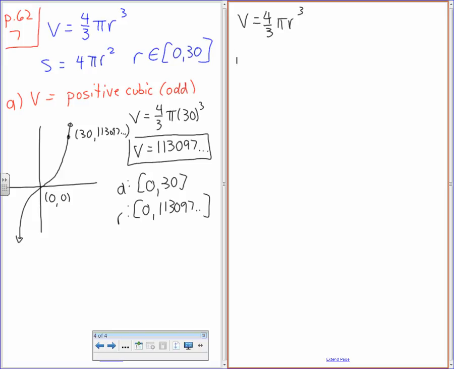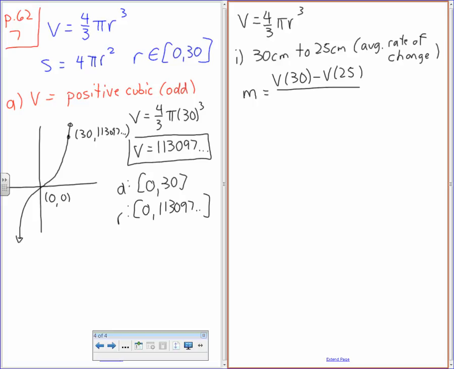So for the first one, it says from 30 centimeters to 25 centimeters. I want the average rate of change. Okay, if I'm using that equation, someone who's not raised their hand today, please be brave and tell me how to find that. I'll take you anyway. Go ahead. Very good. So M is going to be V of 30 minus V of 25 all over 30 minus 25. That's just what average rate of change is, right? And that's what we were doing yesterday.